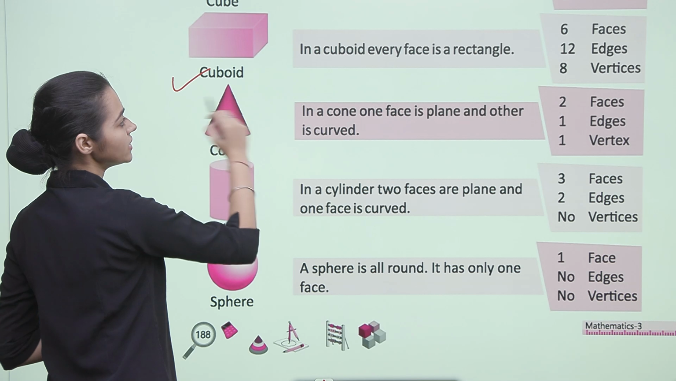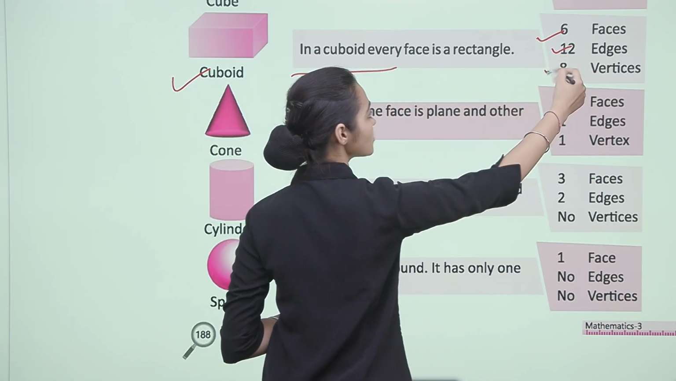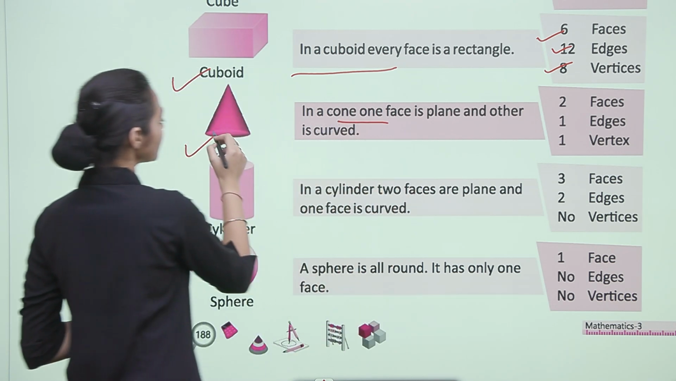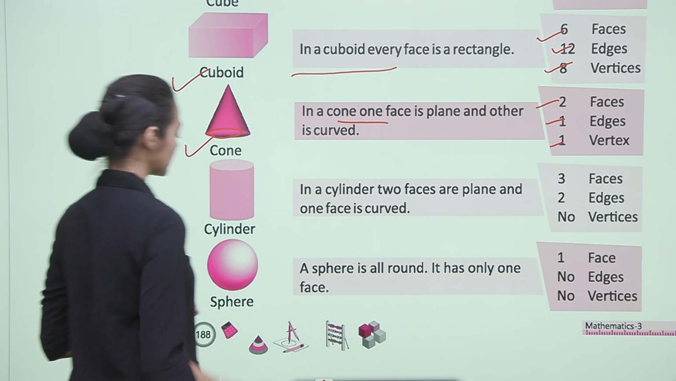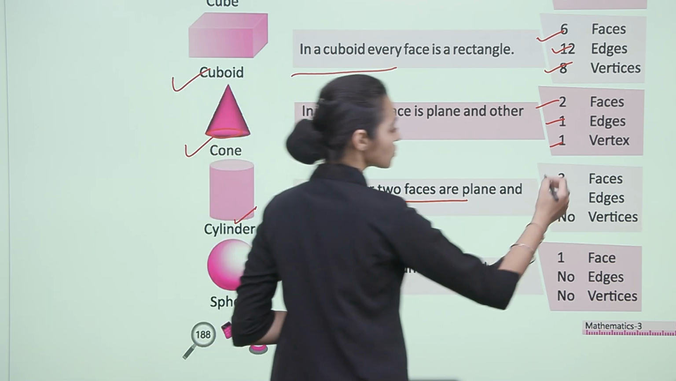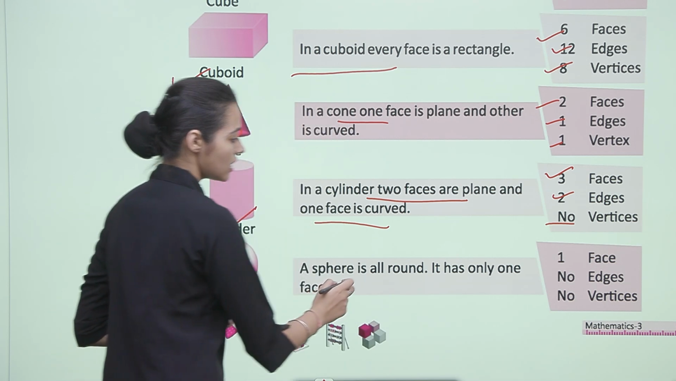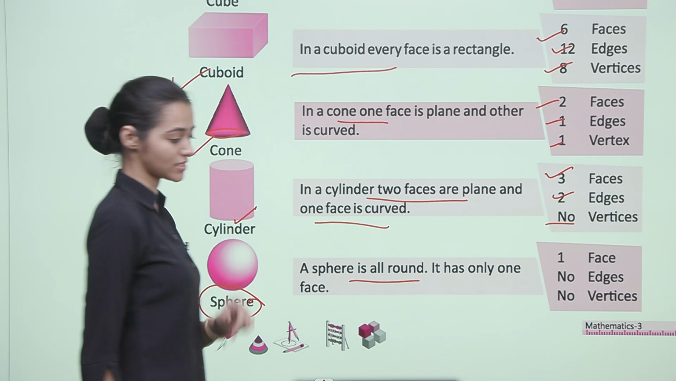Next is our cuboid. Every face is a rectangle, 6 faces, 12 edges and 8 vertices. Next is our cone. One face is plane and this one is curved. 2 faces, 1 edge, 1 vertex. Next is our cylinder. 2 faces are plane, 1 face is curved. So 3 faces, 2 edges and no vertices. Next one is our sphere, round and it has only 1 face, no edge, no vertices.